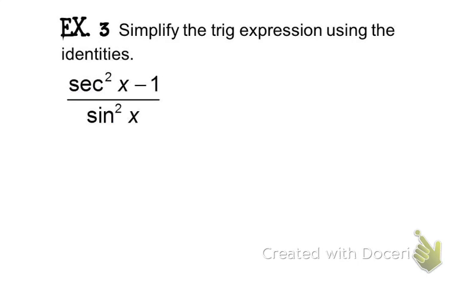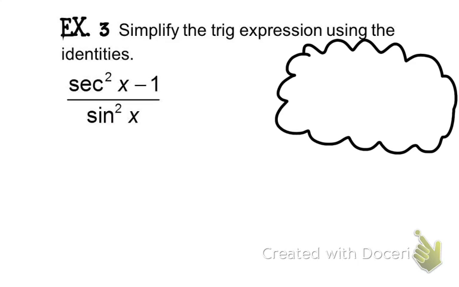Okay, number 3, same thing. We want to simplify the expression. So this one has secant squared x minus 1 over sine squared x. If I'm not sure where to start, I see that I've got a secant squared and a sine squared. Well, in the identities, what triggers my mind is the Pythagorean identities, because I know they have squares in them. So I look at my Pythagorean identities. I'm going to do a little bit of work out to the side over here.